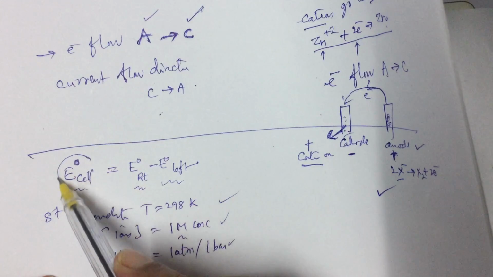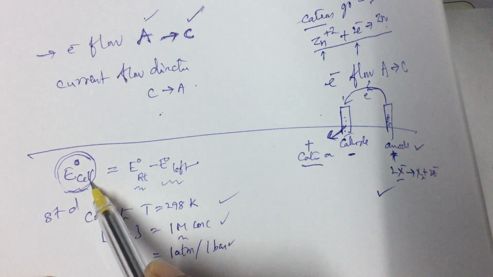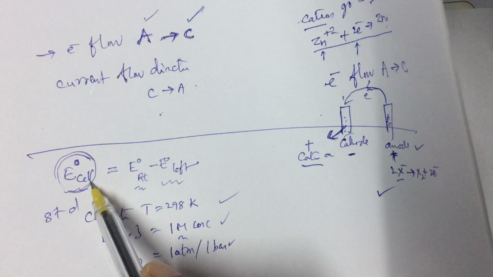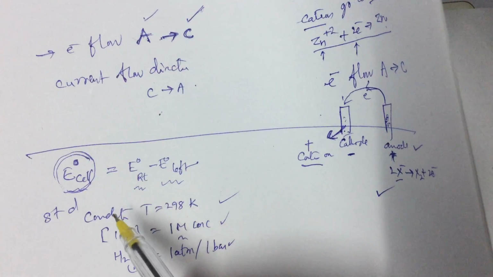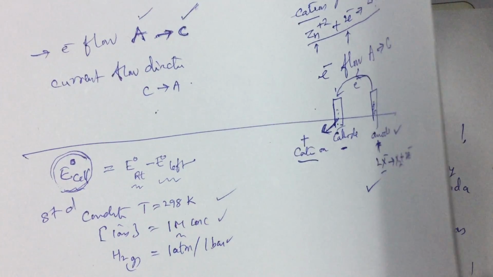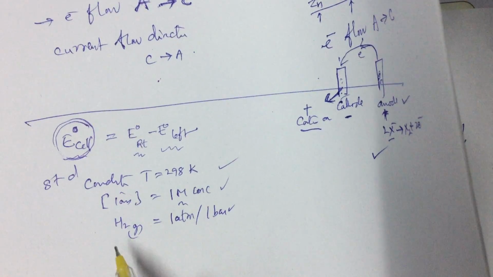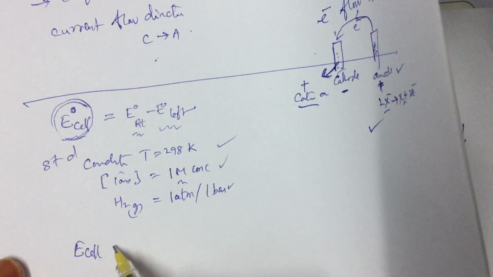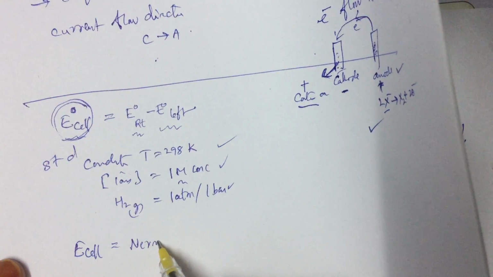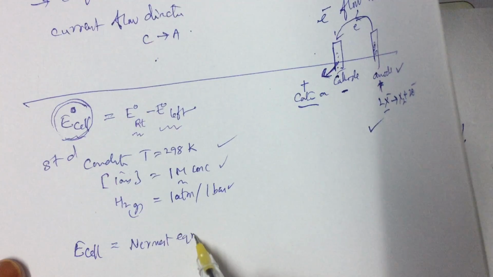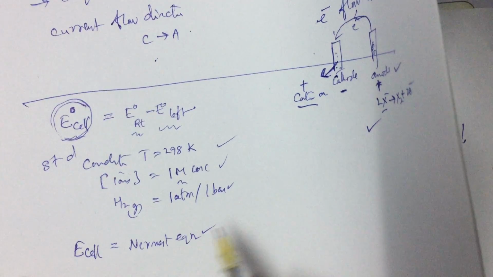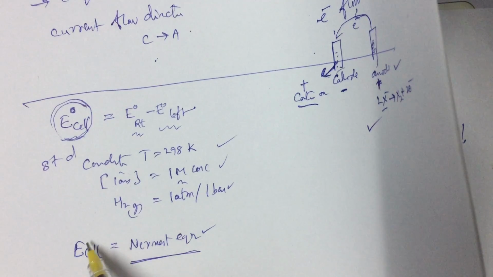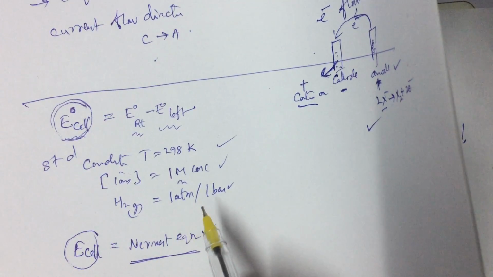Always, the EMF, electromotive force or cell potential, can be measured using a voltmeter that is connected parallel to the circuit. When you are talking of an electrochemical cell, often if you change the temperature, pressure, or concentration conditions, the cell potential is given by the Nernst equation. What is the Nernst equation we see in the next video, but at the moment I'd say you require the Nernst equation to understand the cell potential.